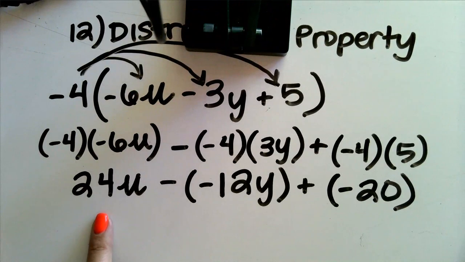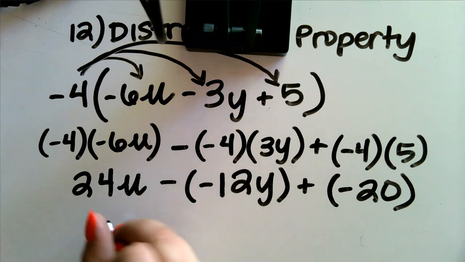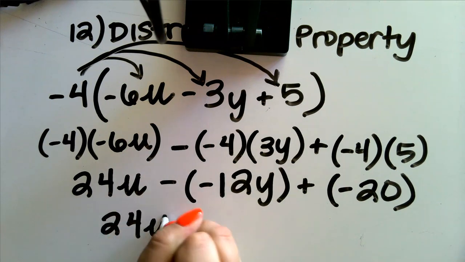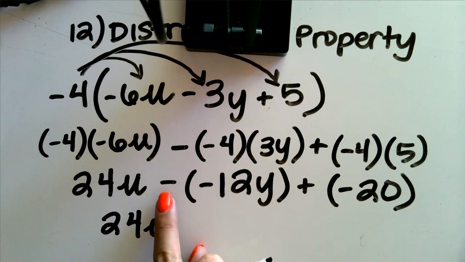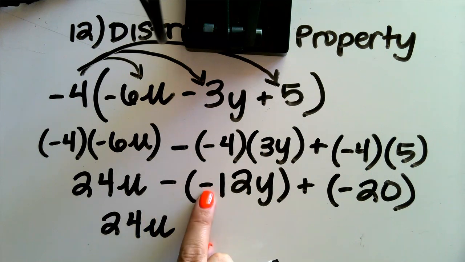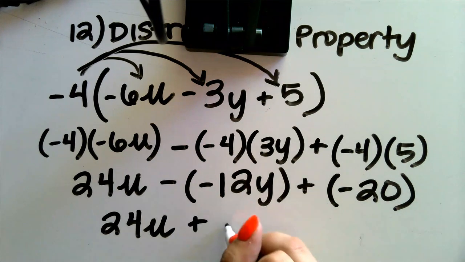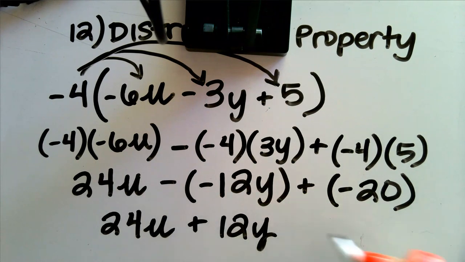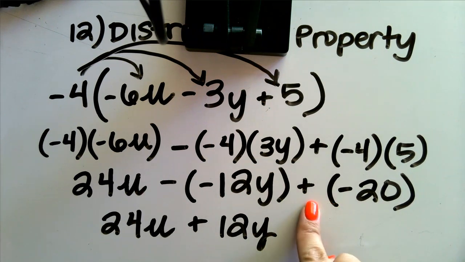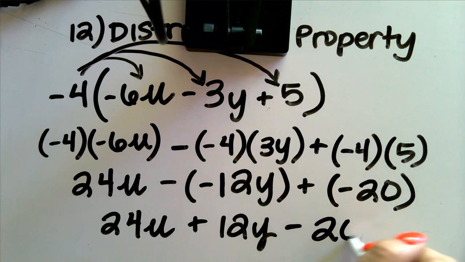I'm going to go ahead and simplify. There's nothing that I can simplify here, so I'm just going to keep this 24u. Now here, I see that I can just reduce this and make it a single operation whenever we're subtracting a negative, I know that becomes a positive 12y. And same thing over here. I just want to write one single operation. So I have adding a negative, which we know is the same thing as subtraction, minus 20.